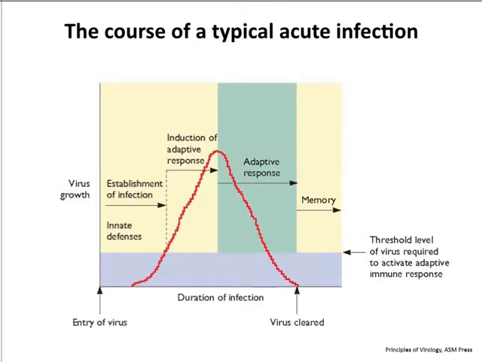Here's a typical acute infection. Again, we're looking at virus growth on the y-axis in PFU, okay, not PKU.